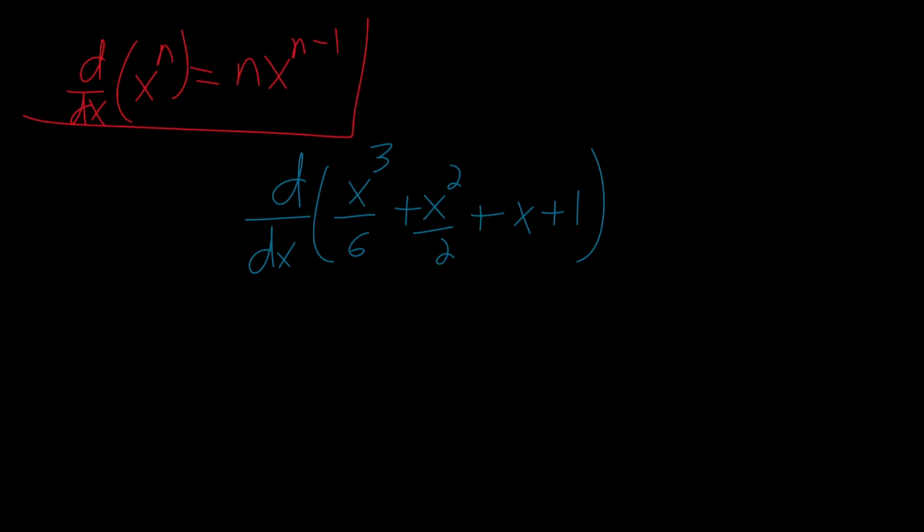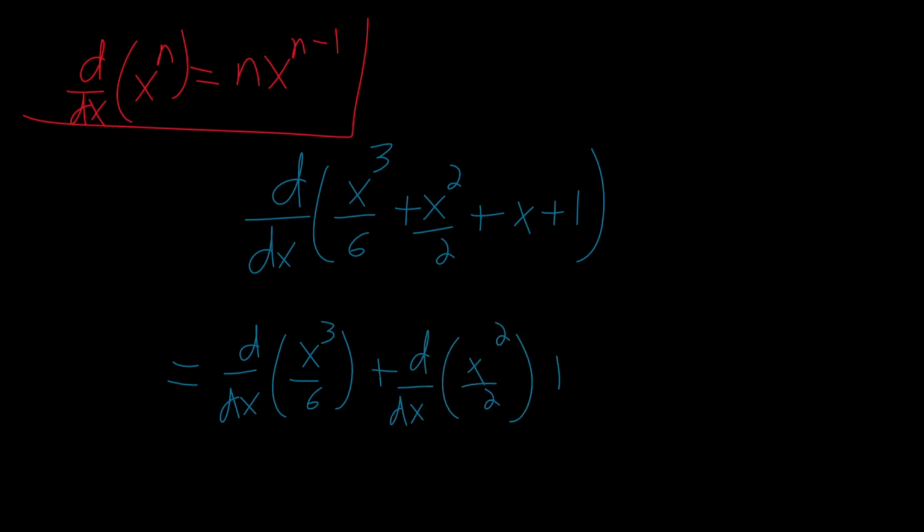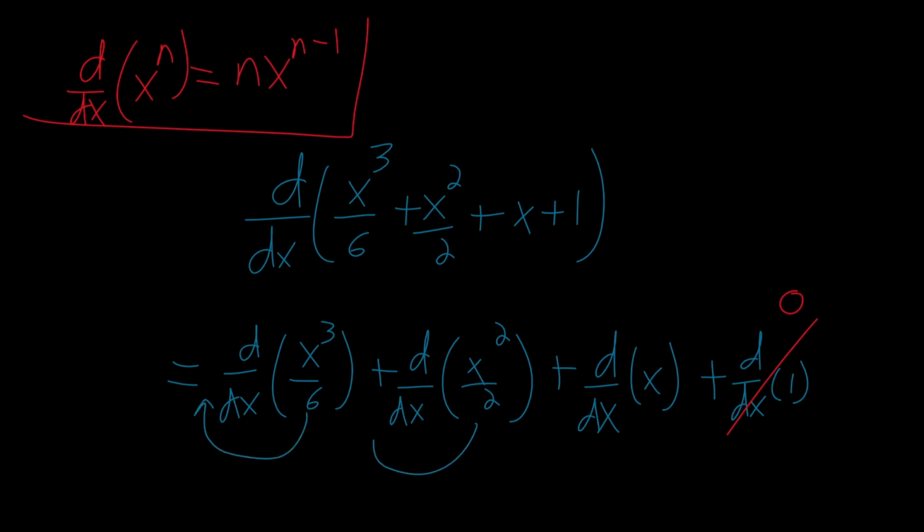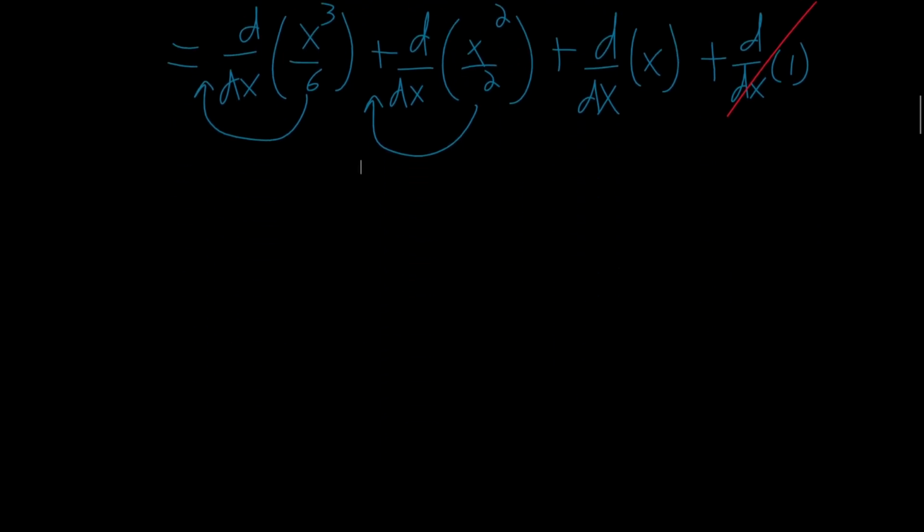let's actually get evaluating this, shall we? I'm going to split the derivative into the derivative of each component, right? So I'm going to say this is equal to the derivative of x to the third over 6, plus the derivative of x squared over 2, plus the derivative of x, and then plus the derivative of 1. Straight off the bat, we know the derivative of 1 is 0. We established that. And what we're going to do next is just move these coefficients outside of the parentheses and outside of the derivative.